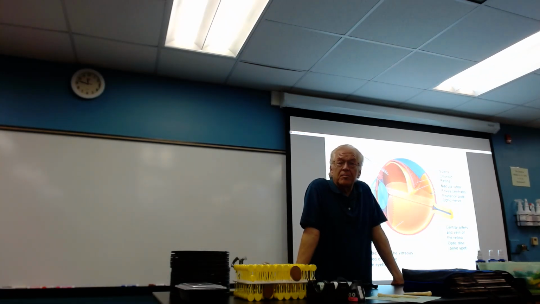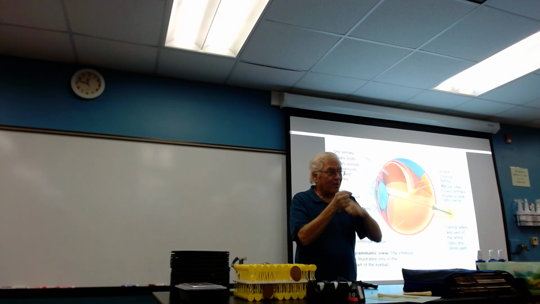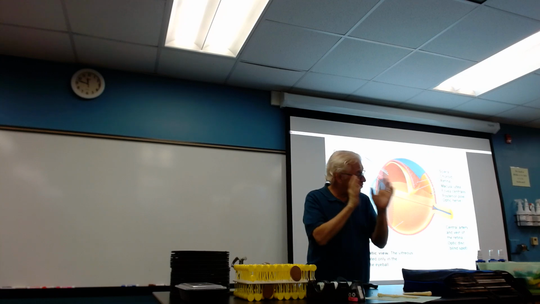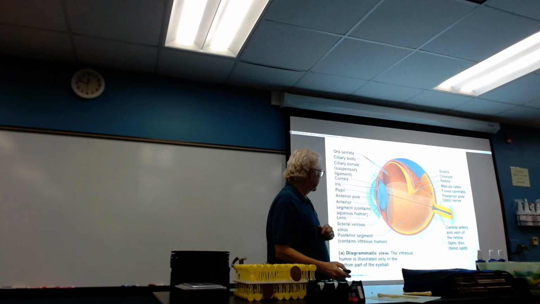Your lens is made of a crystal clear, better be, protein called crystalline, but it's created layer on layer on layer, like an onion. Okay? And you'll see that when you cut that open next time. How are we doing? Good?